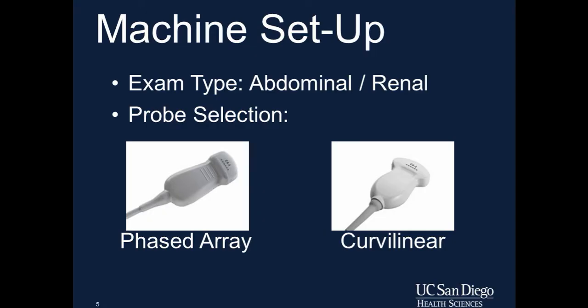Now, let us prepare for the ultrasound evaluation of the patient. For this exam, you will want to have the machine on the abdominal or renal setting. You will want to use a lower frequency probe, either the phased array or curvilinear, depending on the habitus of your patient. For the purposes of this course, we will be using the phased array probe.